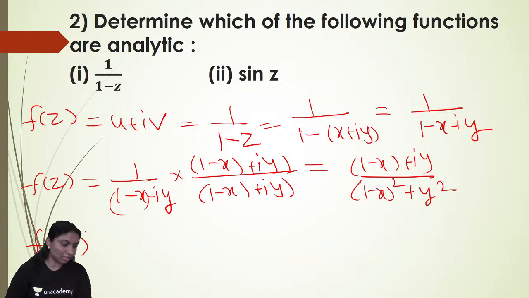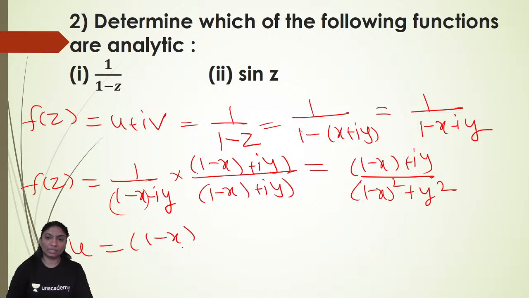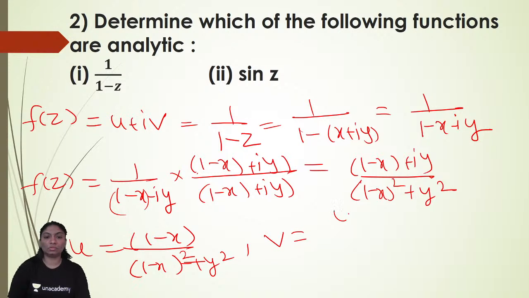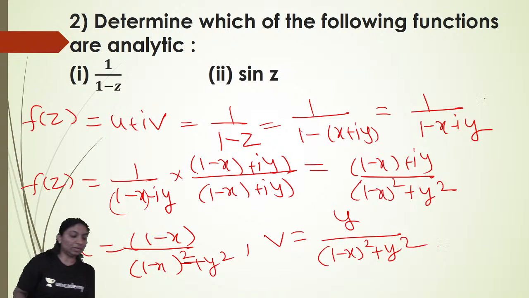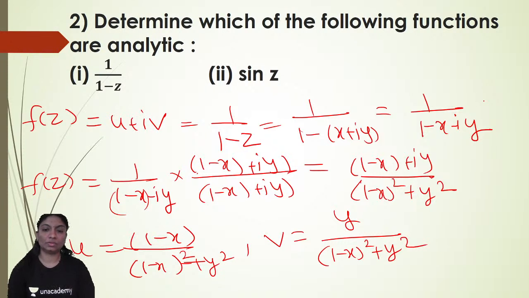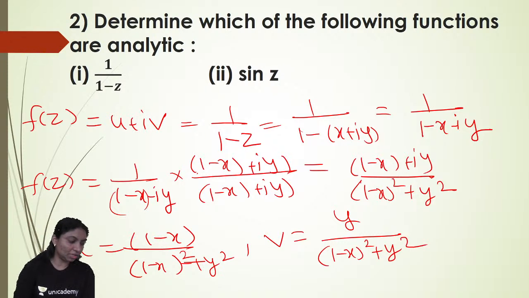So f of z is equal to, here u is equal to your real part, (1 minus x) upon (1 minus x) whole square plus y square, and v is equal to y upon (1 minus x) whole square plus y square. So u is equal to this, v is equal to this. So ultimately we have to check whether the given function is analytic or not.